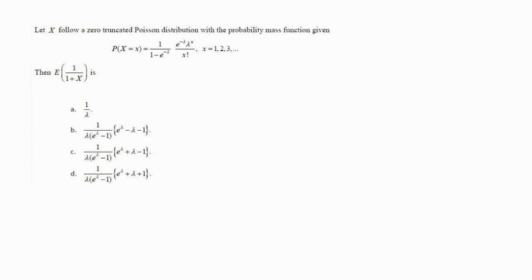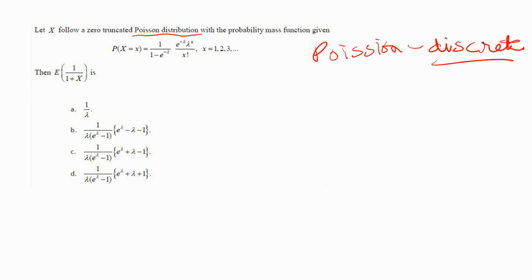Let me tell you how to find this expectation. The Poisson distribution is a discrete distribution, so how do we find the expectation in the discrete case? We find the expectation of x by using the sum of x times f(x). Now, if x is here, then it will be here.